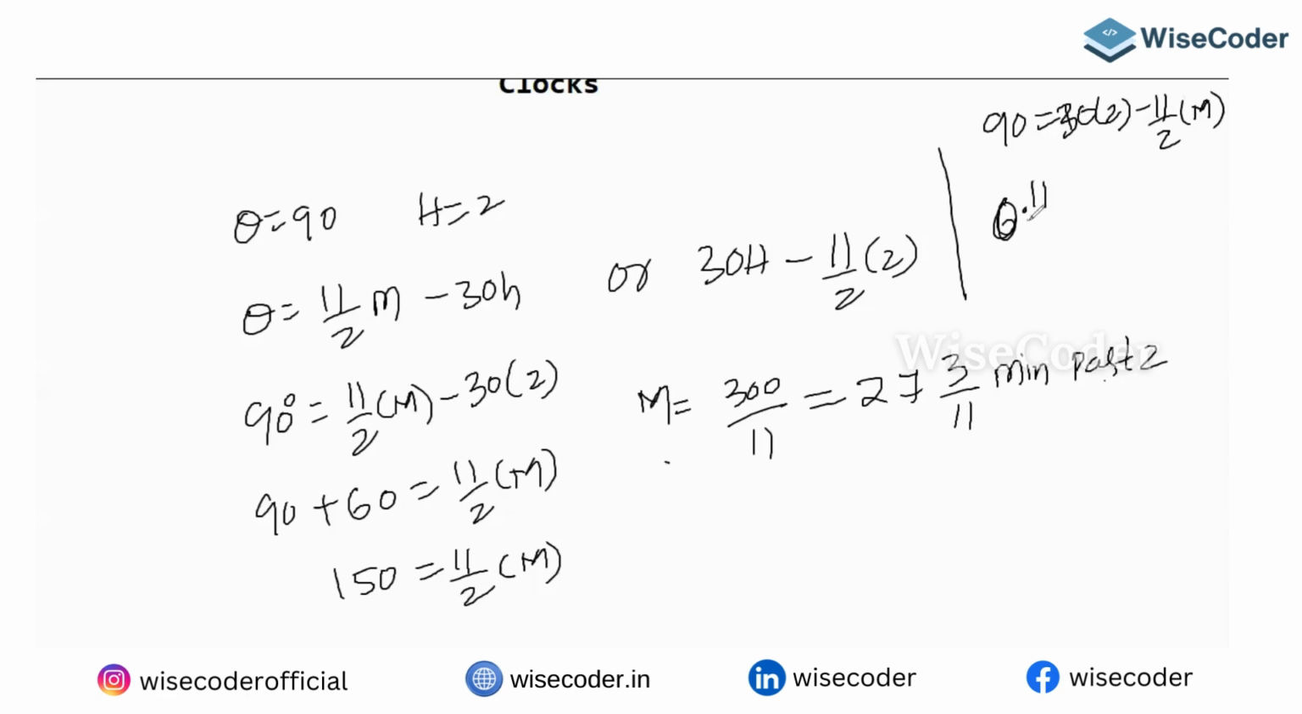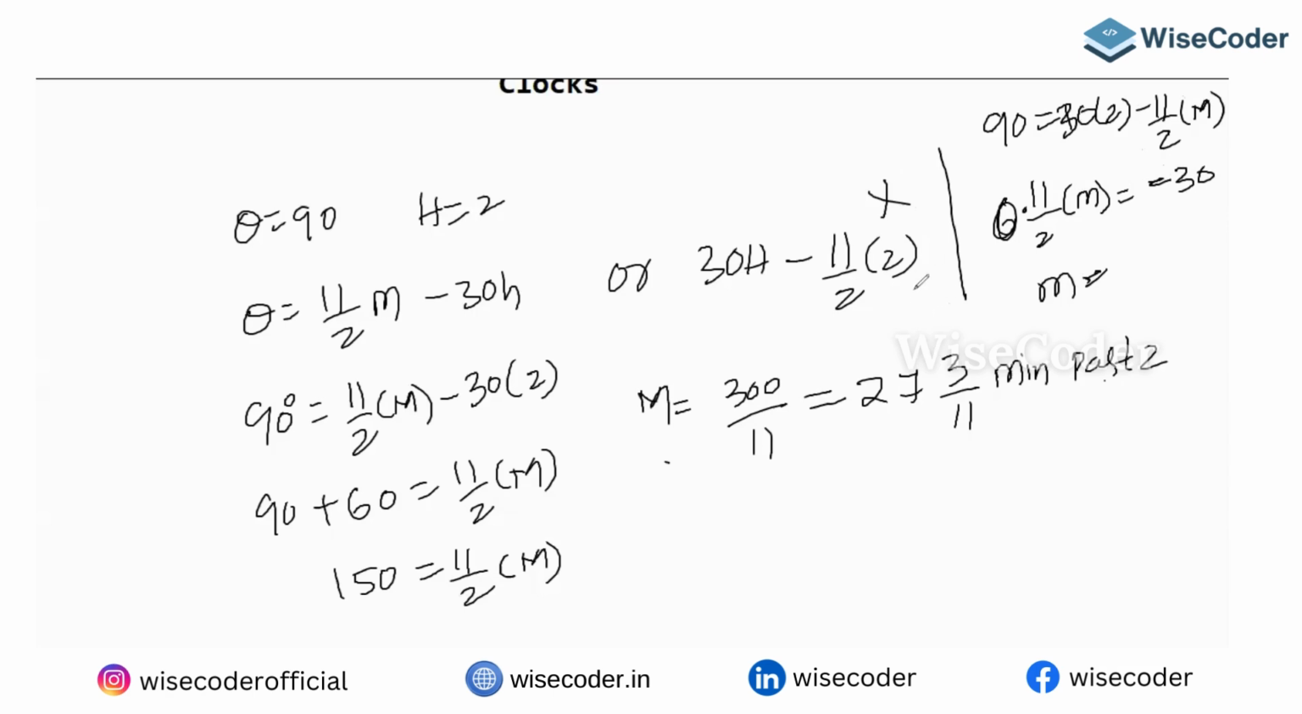So let's say 11 by 2 m, which is equal to minus 30. When you are talking about minus 30, m should not be negative, no? When m is negative, this case is not going to be possible in this particular case. Are you getting my point?